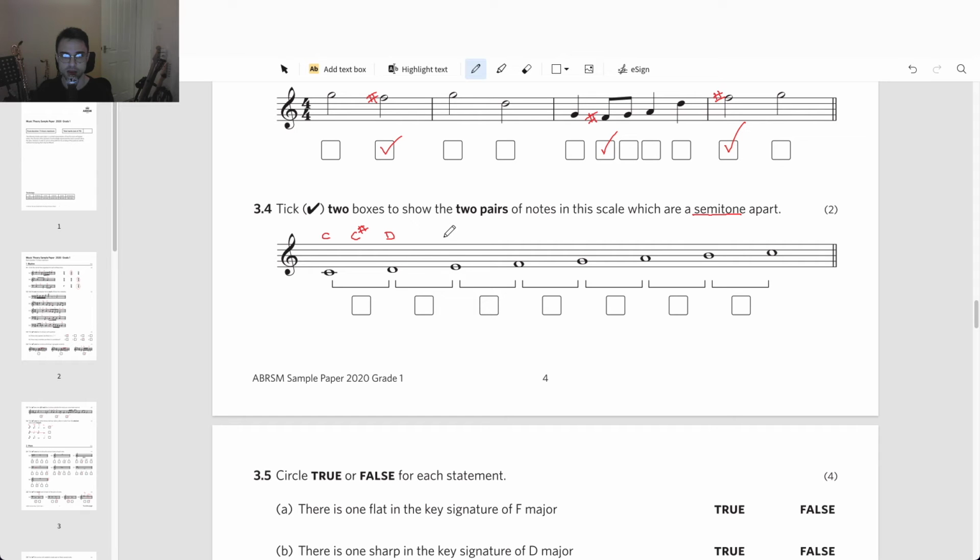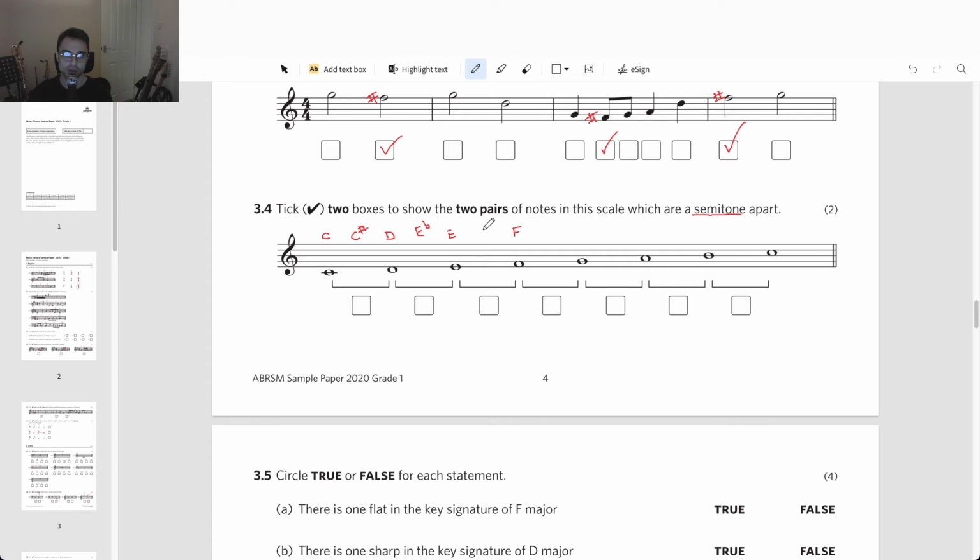So this is not a semitone apart. All right, D to E. Is there a note that we can put between these 2? Yes, there is. It's E flat. So this is not a semitone apart. D and E are a tone apart. E to F. I think we found our answer here.